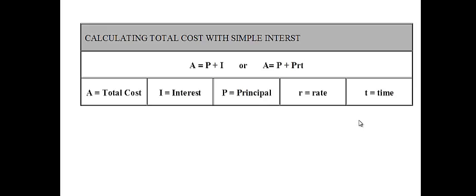They're the same formulas, except in the one on the left, I simply represents interest, while the one on the right spells it out. From the original equation, I equals PRT. Either one is valid. You're doing the same amount of work either way. P is still principal, R is still rate, and T is still time.